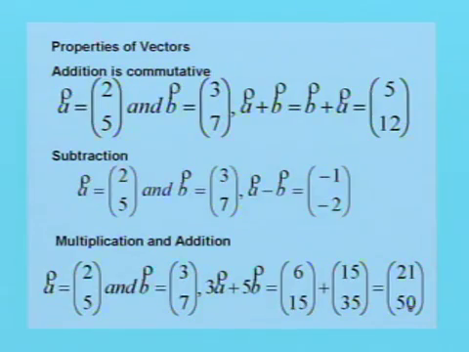Let's look at properties of vectors. Vector A is equal to (2, 5) and vector B is equal to (3, 7).